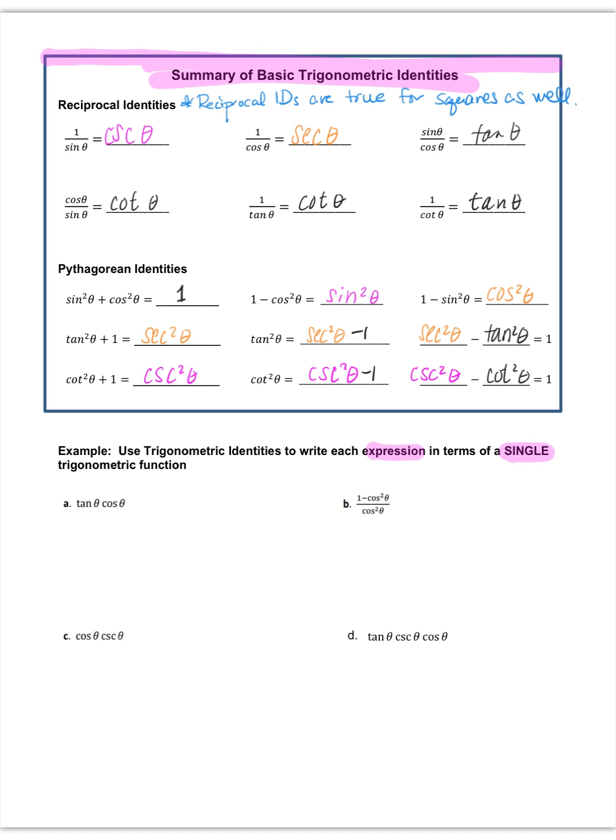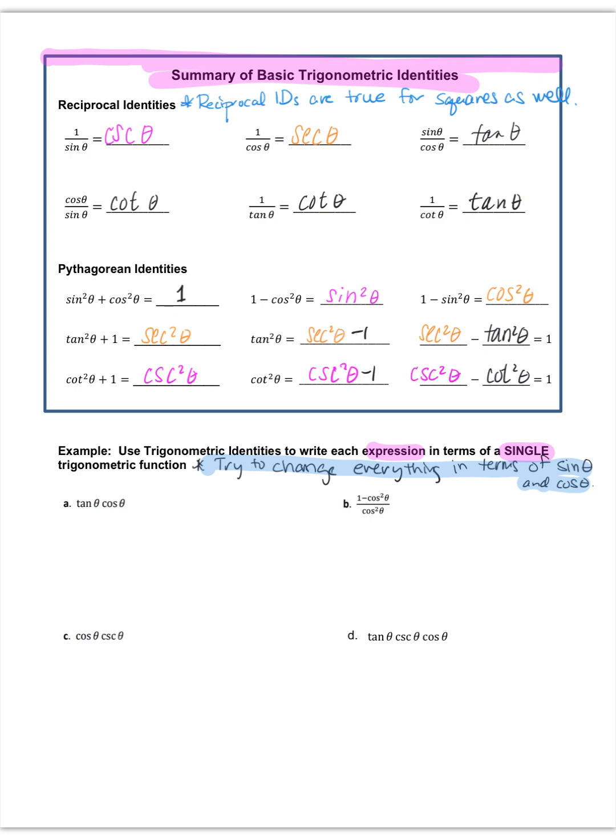So for the first one, what we want to do when we rewrite all of these is to try to change everything in terms of sine theta and cosine theta. So what that means for us is I'm going to take each one, everything that I look at when I'm trying to get that single trig function for every one of these.